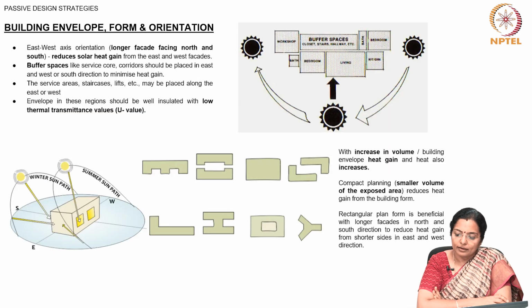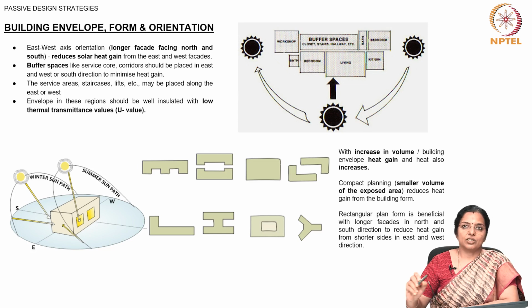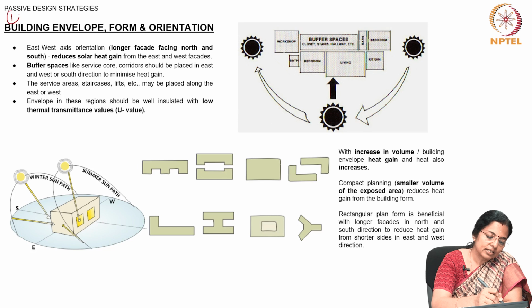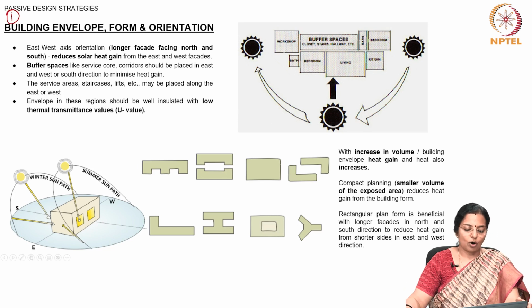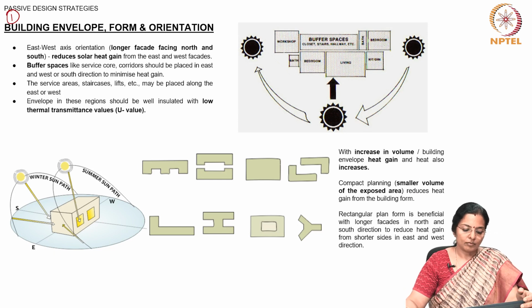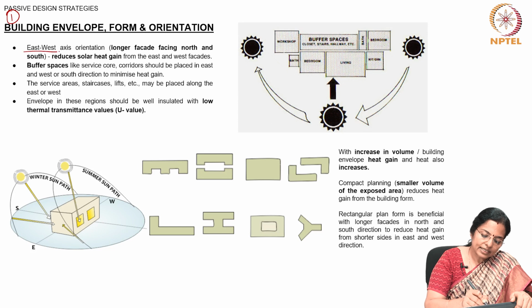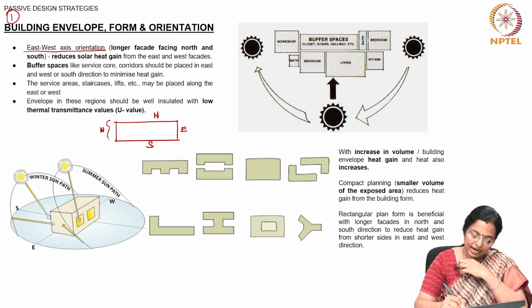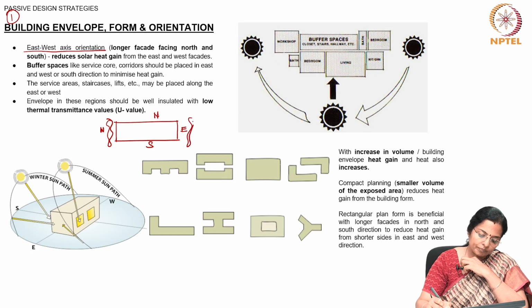Let us look at the simple passive strategies to be used in this climate. The first is building envelope form and orientation. East-west axis orientation with the longer facade facing north reduces solar heat gain from the east and west facades.